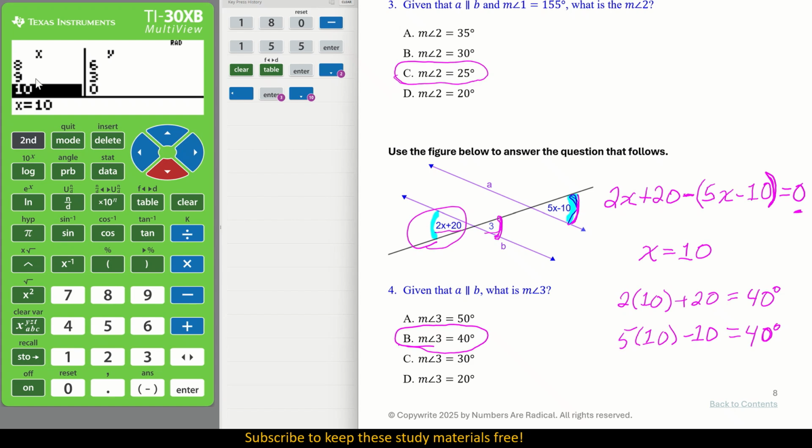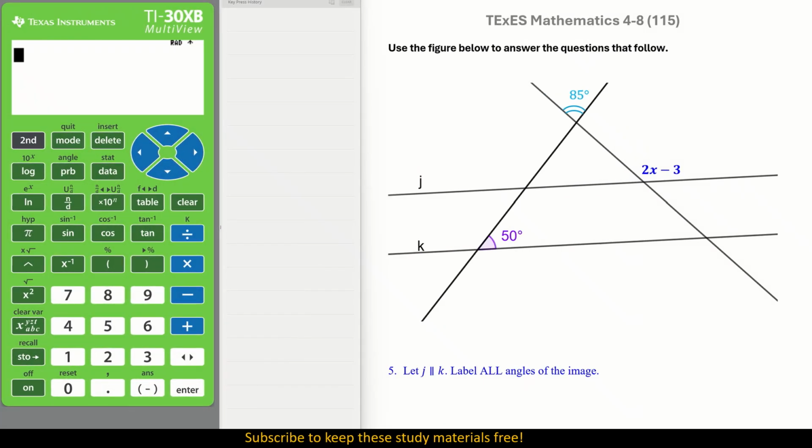Okay, all right, let's go to number 5. Okay, number 5. Let J be parallel to K. Okay. Label all angles of the image. Okay, so let's get started. Let's think about our laws.